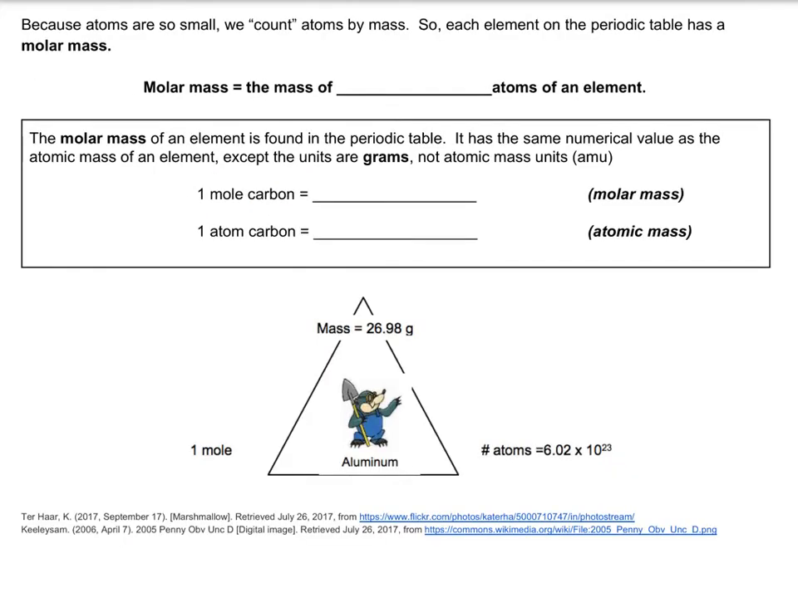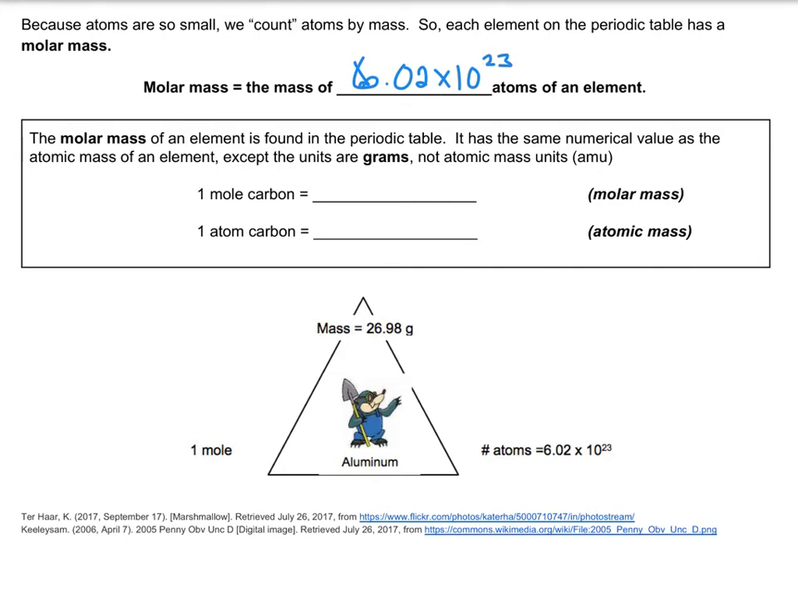The next term that I want you to know is the term molar mass. Because atoms are so small, we count atoms by mass. So each element on the periodic table has a molar mass. The molar mass is by definition the mass of 6.02 times 10 to the 23rd atoms of an element. The molar mass of an element is found on the periodic table. It has the same numerical value as the atomic mass of an element, and I'll talk about that in a second, except that the units are grams, not atomic mass units.